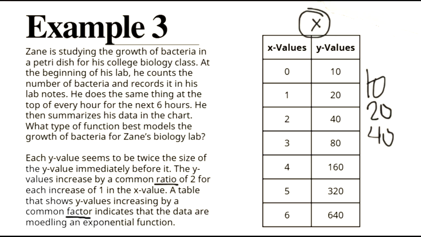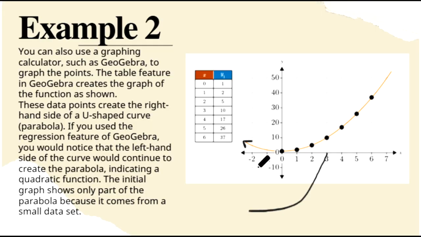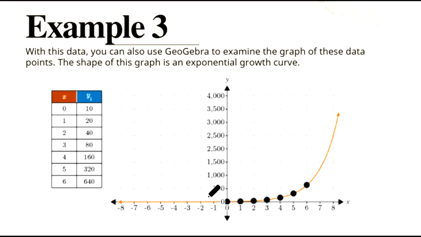If you take these x and y values and plug them into GeoGebra, you can see it's level, and then it increases very quickly. Okay? That level thing is important. This one is scooping back up and will continue to make a parabola. This one is just going to continue to be level. There is no going back up.